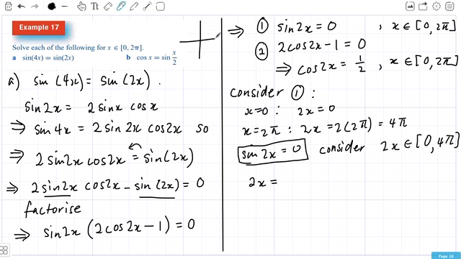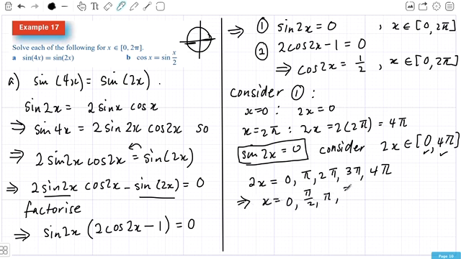Well, on the unit circle, that's anywhere where you're horizontal. So that would be 0, pi, 2 pi, 3 pi, and 4 pi. We start and end at 0 and 4 pi. And so therefore x equals, divide both sides by 2, pi on 2, pi, 3 pi on 2, and 2 pi. So those are the answers for part 1.